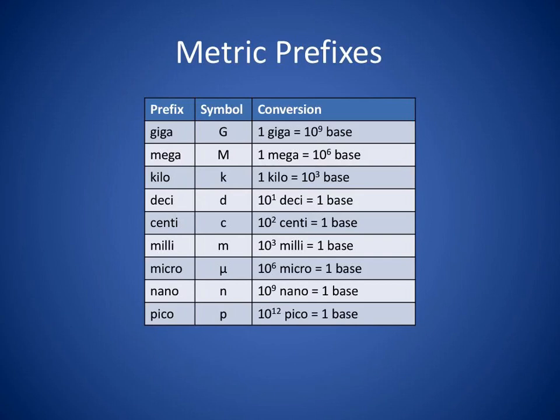Going smaller. Here's where they get smaller. Deci, 10 to the power 1, that's 10. So there's 10 decimeters in a meter, or 10 decigrams in a gram, or 10 deciliters in a liter. Centi is the one you're probably the most familiar with. Centi is 100, 10 to the power 2. So there's 100 centimeters in a meter, 100 centiliters in a liter, 100 centigrams in a gram. Milli, lowercase m, that's 1,000, so 1,000 millimeters in a meter, 1,000 milligrams in a gram, and so on and so forth. Micro, 10 to the power 6, that's 1,000,000.